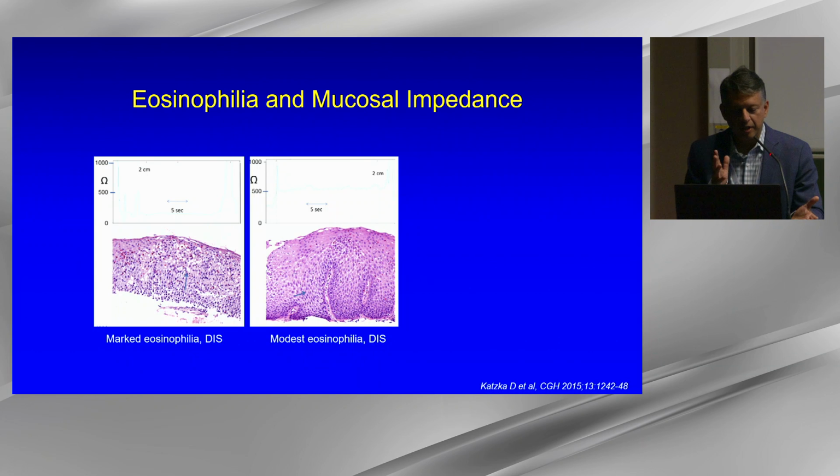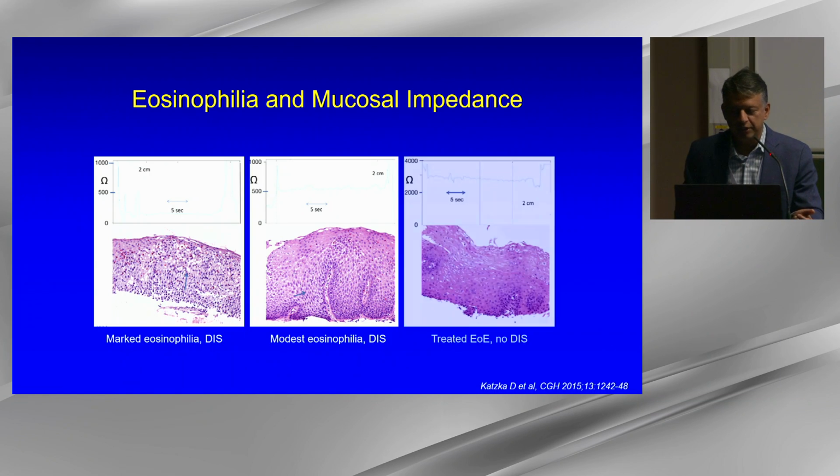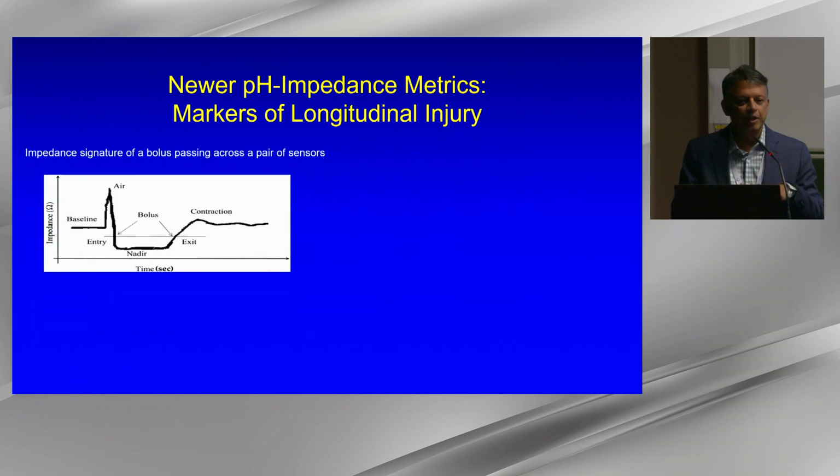Here's another patient, modest eosinophilia, still with dilated intercellular spaces. And here the baseline impedance is around 500 ohms, less eosinophilia, less inflammation. And this is a treated patient where the eosinophilia is gone and there are no dilated intercellular spaces. And here the impedance is somewhere around 3,000 ohms. All right? So again, the more inflamed the mucosa, the lower the baseline impedance.